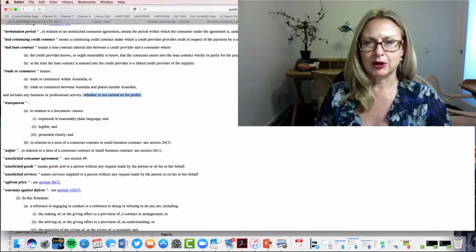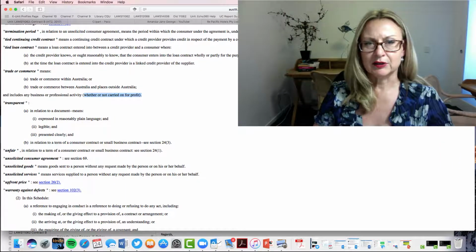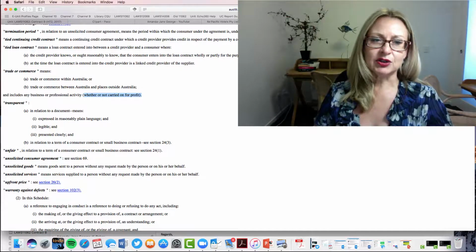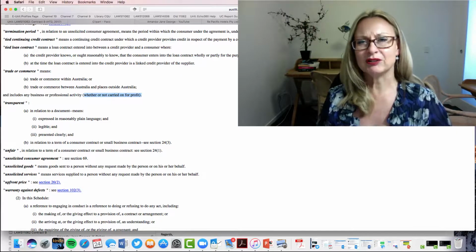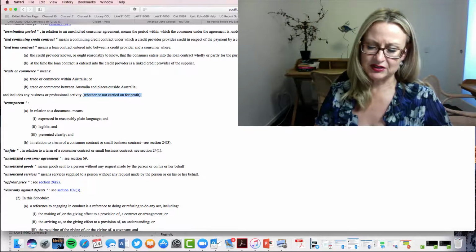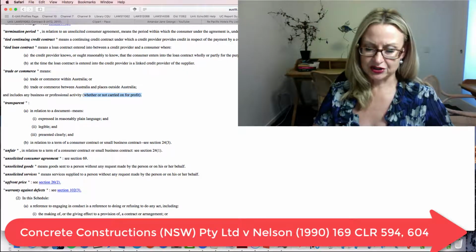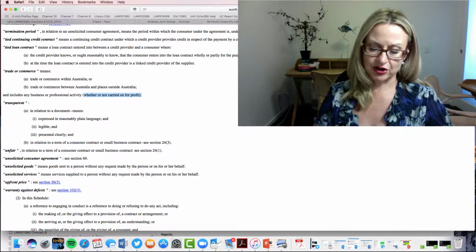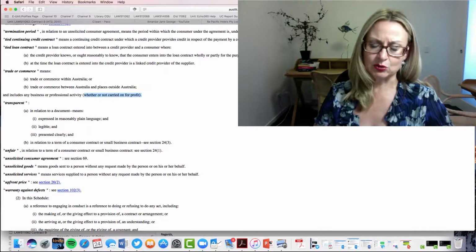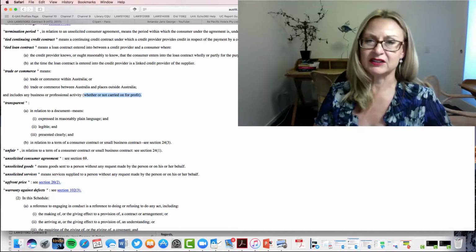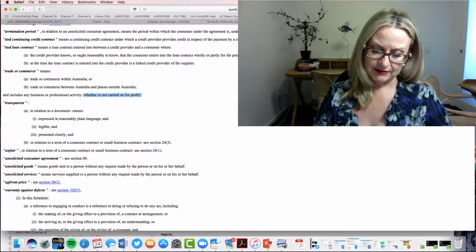So as far as what the court will consider to be conduct in trade or commerce, you just have to use your common sense. Is it the kind of activity that has some kind of commercial flavour? Generally speaking, where it's in business, as Concrete Constructions and Nelson said, where it has that commercial character, it's going to be captured as conduct in trade or commerce. Things that won't be captured are purely domestic transactions, familial transactions, that kind of thing.